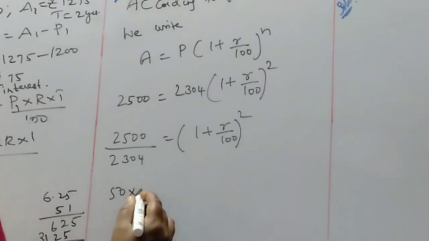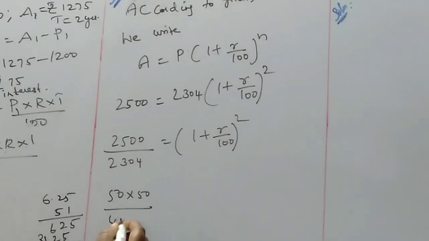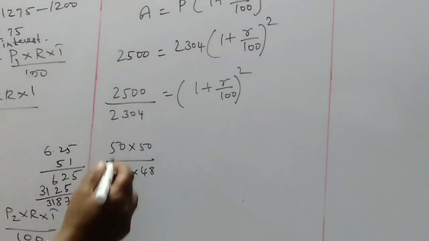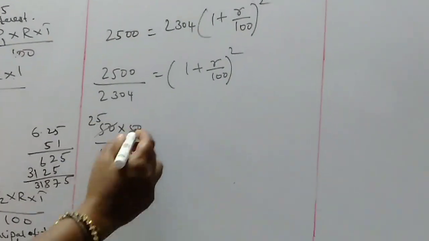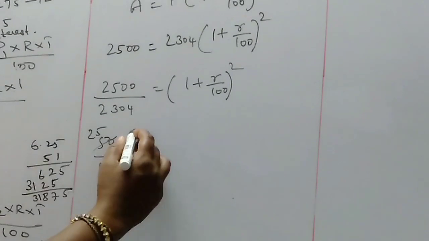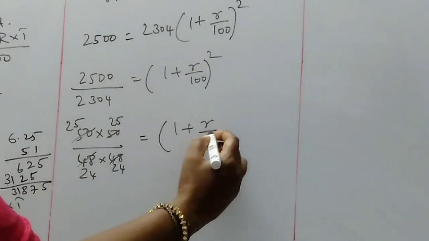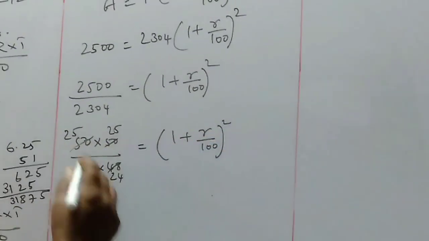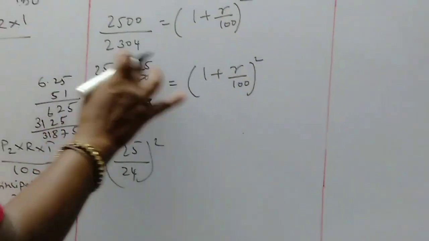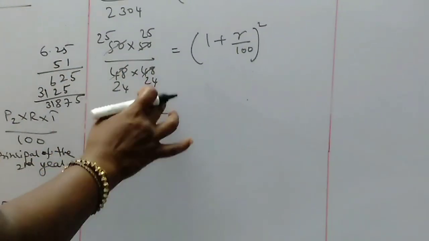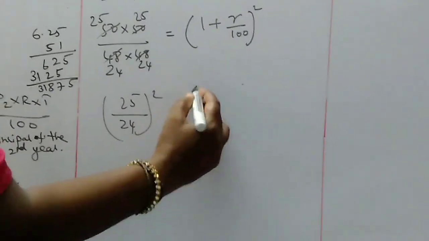So this 2500 can be written as 50 into 50 and 2304 can be written as 48 into 48. By cancelling this by 2 table, we get 25 in the numerator and 24 in the denominator, which is equal to 1 plus R by 100. We can write this as 25 by 24 the whole square, because 25 into 25 becomes 25 square and 24 into 24 becomes 24 square.